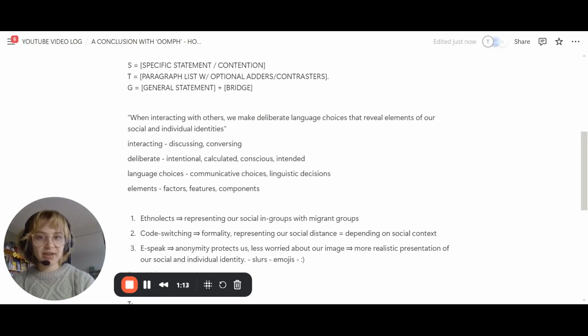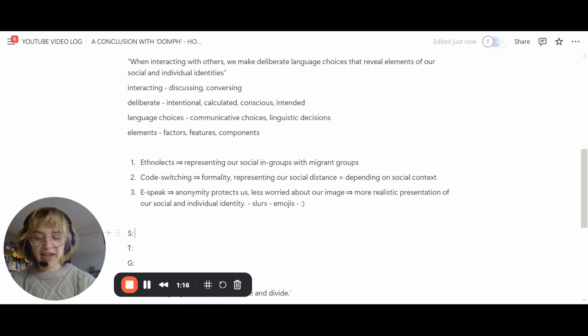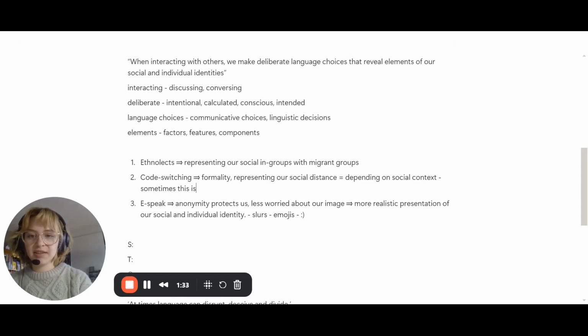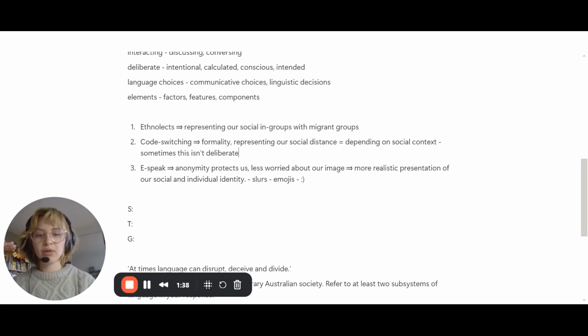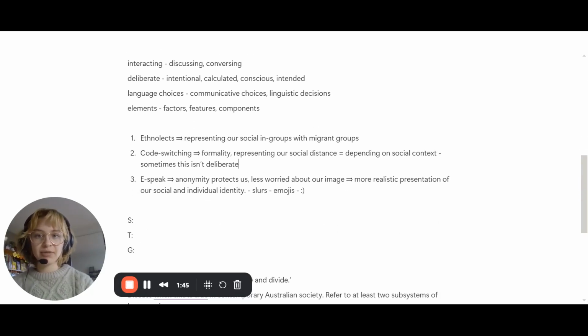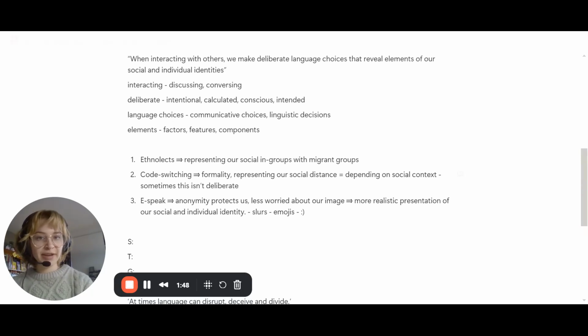So what is our contention? And our contention, as with our brief outline of our paragraphs, is yes, when interacting with others, we make deliberate language choices that reveal elements of our social and individual identities. In fact, I could even argue that sometimes this isn't deliberate, if I wanted to talk a little bit about a rebuttal, which you should in your essays. But where were we? So, specific answering of the prompt. I'm just going to say, yes, when interacting with others, we make deliberate language choices.